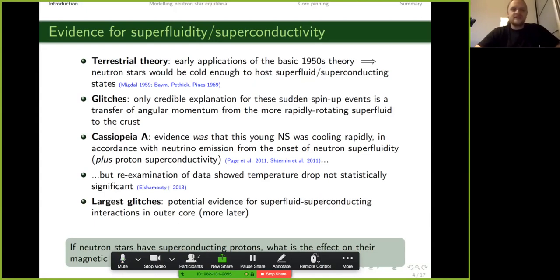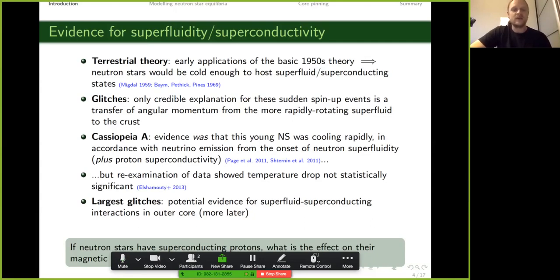Unfortunately, 2 years later, there was re-examination of the data, and that temperature drop was not shown to be statistically significant. So that one has gone. On the other hand, I think the expertise or the knowledge we've built up from trying to confront our theory with observations like that will probably come in handy if we have a chance to observe another young cooling neutron star, because that phase should be there somewhere. If we get lucky, we can see it.